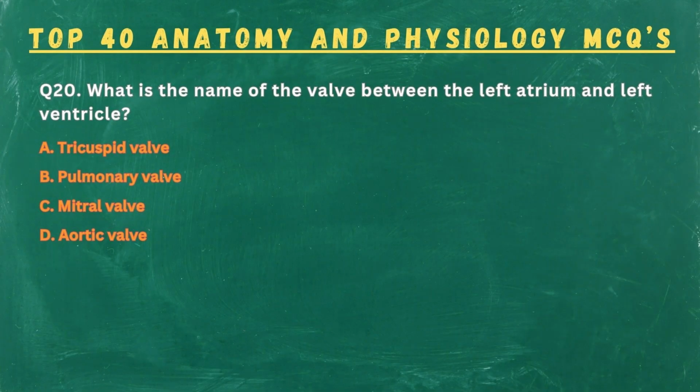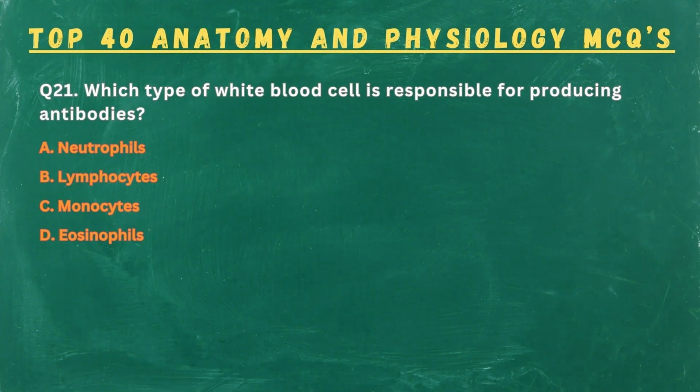Q20. What is the name of the valve between the left atrium and left ventricle? A. Tricuspid valve. B. Pulmonary valve. C. Mitral valve. D. Aortic valve. Answer: C. Mitral valve. Q21. Which type of white blood cell is responsible for producing antibodies? A. Neutrophils. B. Lymphocytes. C. Monocytes. D. Eosinophils. Answer: B.